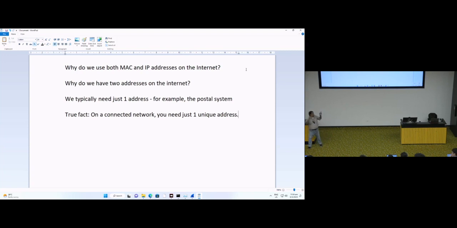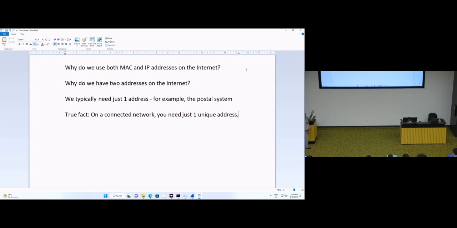Okay, so, but do you agree with this fact, or do you think this fact is wrong? On a connected network, you need one unique address. You're trying to answer the top. We'll get to it in a second, but I'm curious about your opinion. Is it true that on a connected network, you need one address? What do you think? Yes or no? How about you two? Yes or no? Do you agree or not?